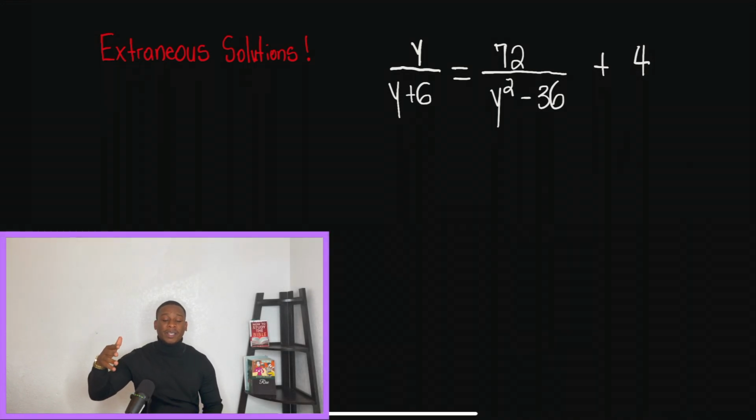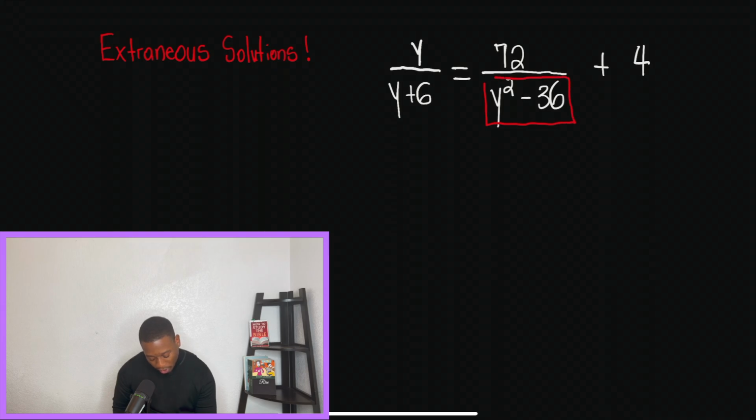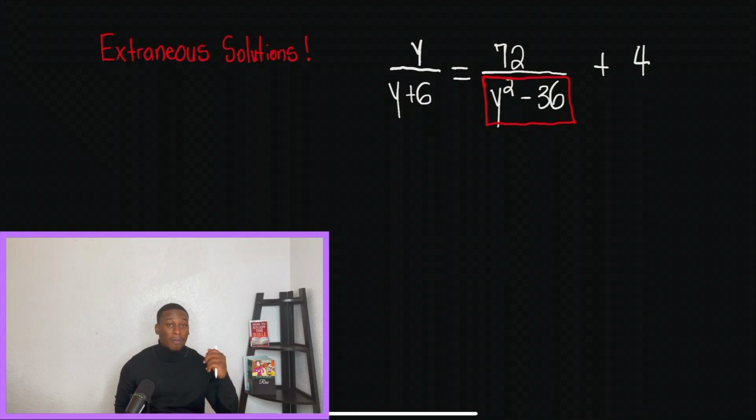What's good, everybody? Today I'm going to be talking about extraneous solutions and what they are and how to deal with them when we're trying to solve rational equations. So, the first thing we need to know when trying to solve this equation, guys, is that we're dealing with fractions. And before we could solve equations or combine terms with fractions, we have to have the same denominator.